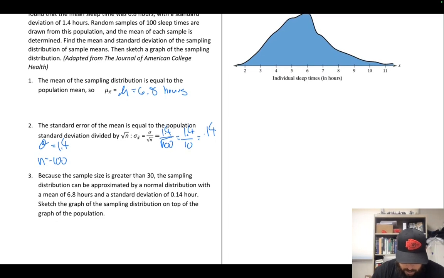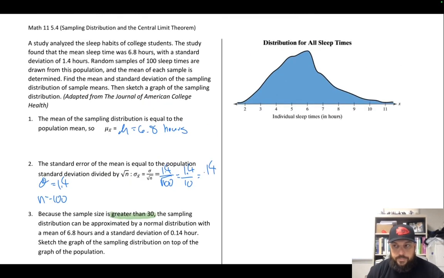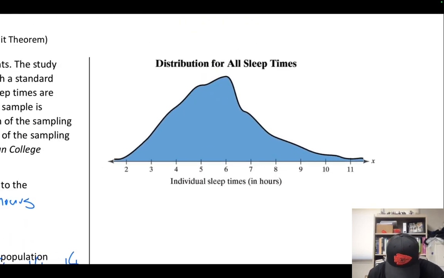And then 3, because the sample size is greater than 30, okay, so that's key, the sampling distribution can be approximated by a normal distribution with a mean of 6.8 hours and a standard deviation of 0.14 hour. So we're going to sketch that on top of our population distribution graph. Okay, so our mean was at 6.8. All right, and then we had standard deviation of 0.14.